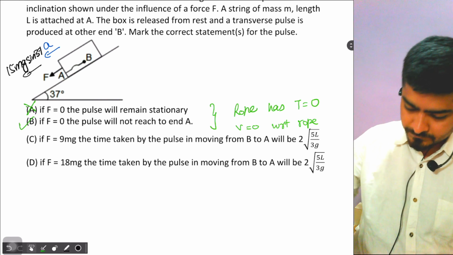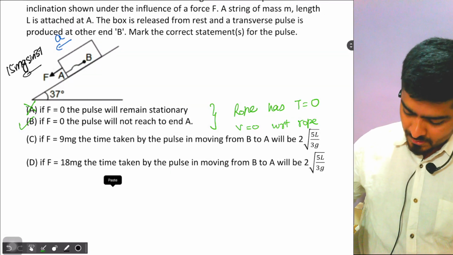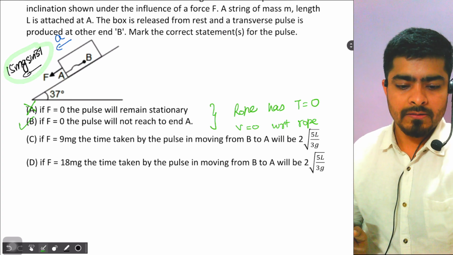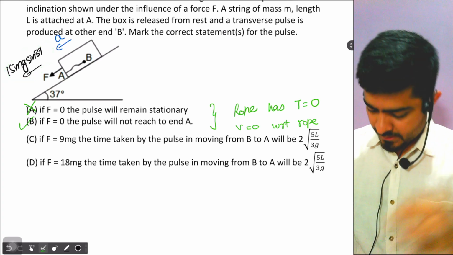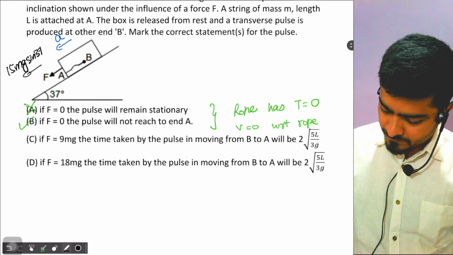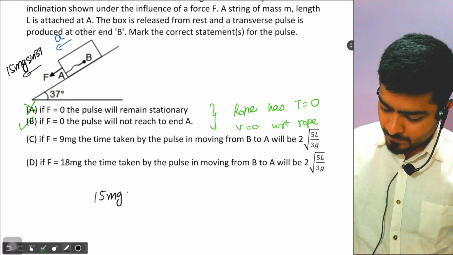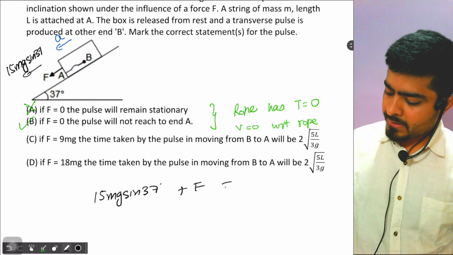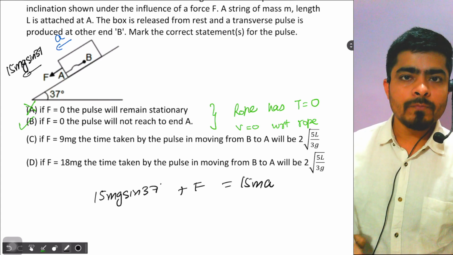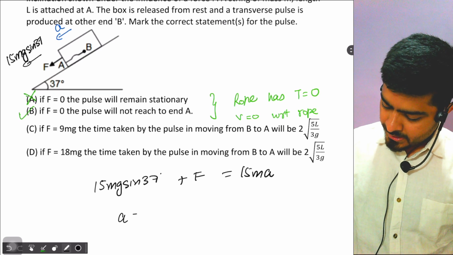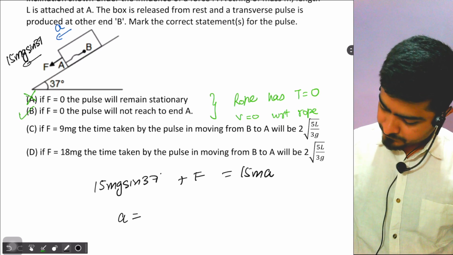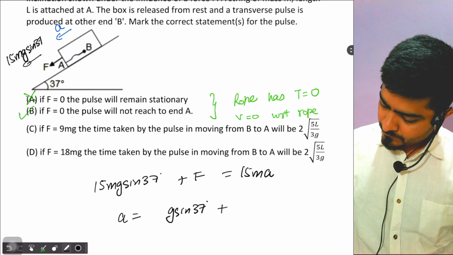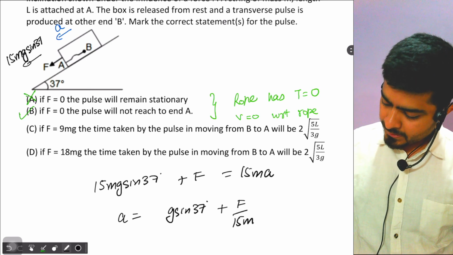So this is the force component due to gravity. So what is the acceleration? Total force will be 15 mg sine 37 plus F, that will be equal to 15m into A. So I get A will be equal to g sine 37 plus F by 15m.